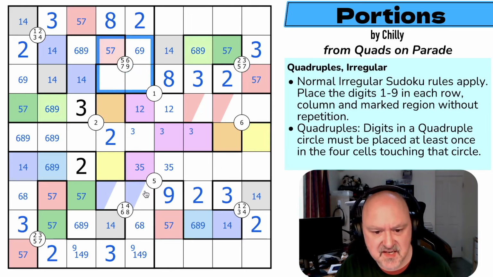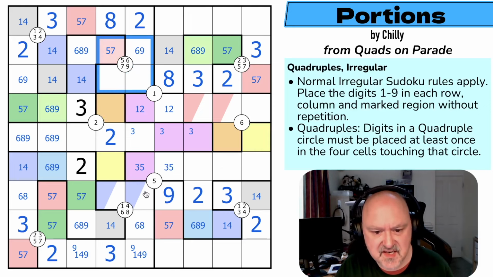4, could 4 go in those? No. Oh, look at this. Orange sees both blue and grey through those cells. So orange can't be 4. So 4 is in here.